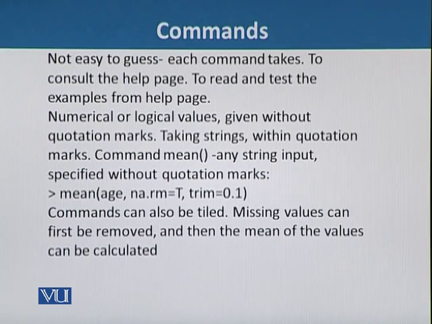In such cases, it is best to consult the help page for the function and read the arguments part of the help page. In addition, it is often useful to read the examples from the help page. In general, for an argument that takes numerical or logical values, the arguments are given without quotation marks. For arguments taking strings, values need to be given within quotation marks. For example, the command mean that we have used does not need any string input, and all its arguments are specified without quotation marks, as we've seen: mean age, na.rm is equal to true, and then trim is equal to 0.1. Commands can also be tiled, which means that commands can be written one after another on the same line as long as the number of parentheses is balanced.